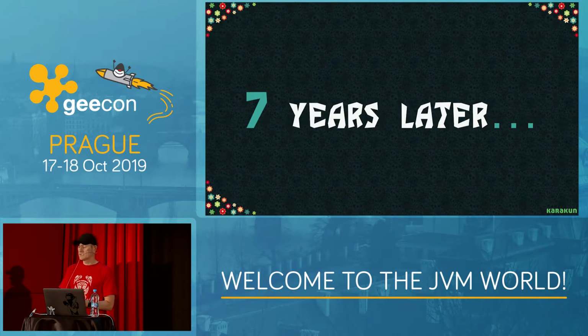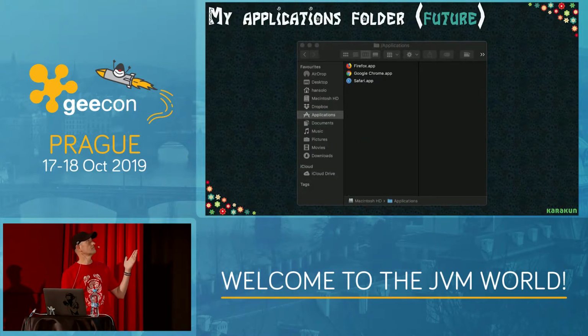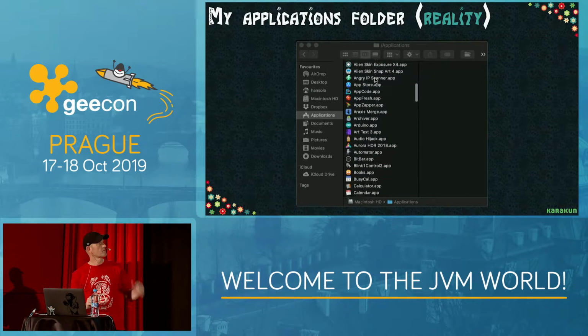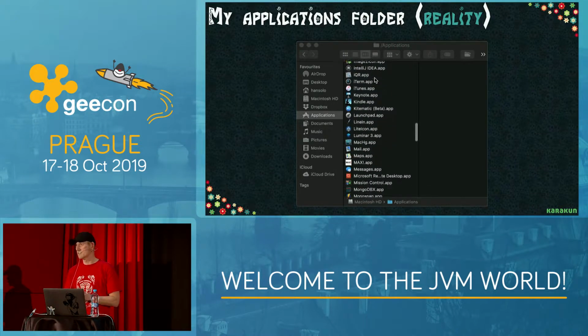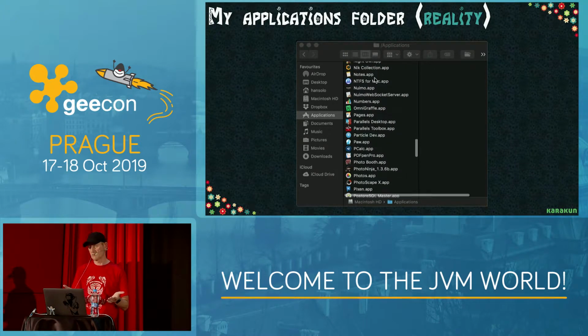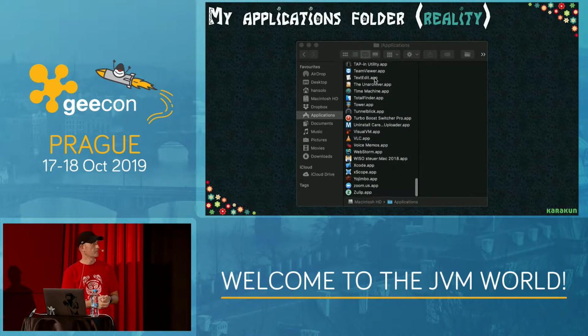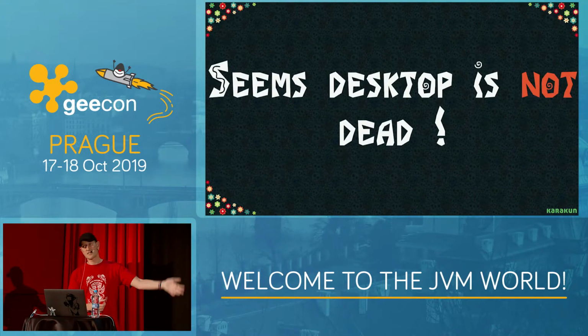Seven years later, when I take a look at my application folder, it should look like this, right? Just browsers, because everything desktop is running in the web now. Well, if I take a look in my application folder, it looks like this. Lots of applications. Native ones. There might be one or two Electron apps, but in the end, this is also a native frame running on my machine. So, what does that mean? That means it seems desktop is not dead yet.